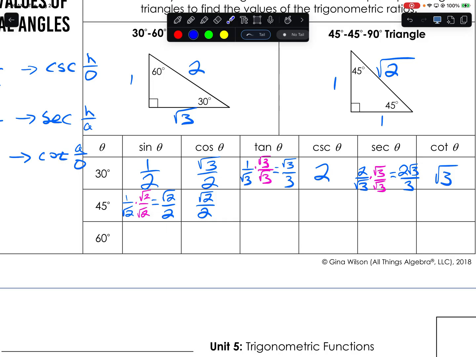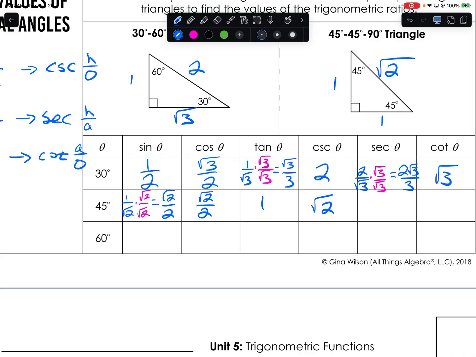All right, tangent. Opposite over adjacent. Tangent is 1 over 1, or just 1. Okay? 1 divided by 1 is 1. So we've got to flip it. What's cosecant? I'm going to look right here. Sine goes with cosecant. So if I flip that, what do I get? Square root of 2.